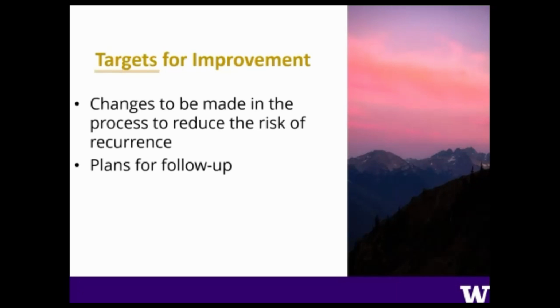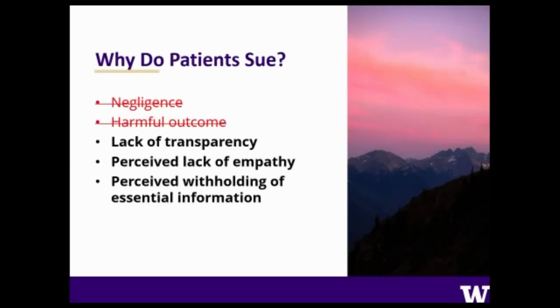Targets for improvement is something people always ask, changes that can be made to reduce the risk of recurrence. So you should think about this, because I guarantee they're going to ask. So what can you change in your system to make it safer and try to prevent this in the future?